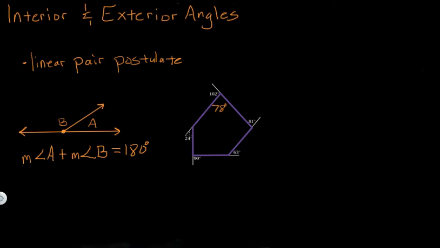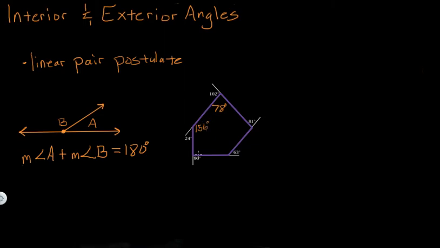We can find this angle the same way because, again, we have a linear pair. This 24-degree angle is a linear pair with this interior angle. So if we do 180 minus 24, we get that this interior angle, which is obviously obtuse, measures 156 degrees.